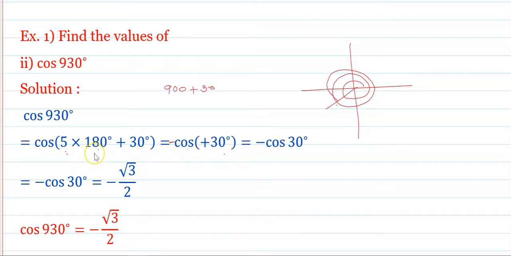Integral multiple of pi is here. Okay, that is the 180 means what? The pi. Integral multiple of pi, the function remains as it is. The cos चा cos राहणार म्हणजे cos 30, but it lies in third quadrant. In third quadrant cos is negative, and hence it's a minus cos of 30. And what is the value of cos 30? It is root 3 by 2, and hence cos of 930 is equal to minus root 3 by 2.